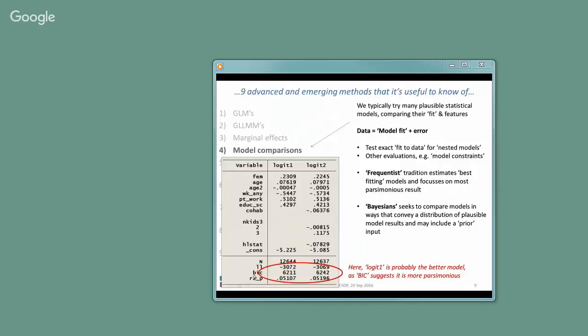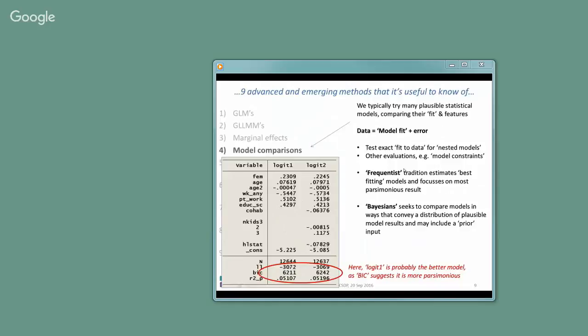But one important statistic is BIC, or the Bayesian Information Criterion. Basically, this is a number that relates to how well the model fits with the data, and a lower value of BIC would tend to indicate the more parsimonious of the models. In this particular model comparison, Logit 1 would typically be regarded as the better model because it has much the same explanatory power as Logit 2, but it uses fewer parameters, so it's more parsimonious. And that can be seen from the lower BIC value, for example.